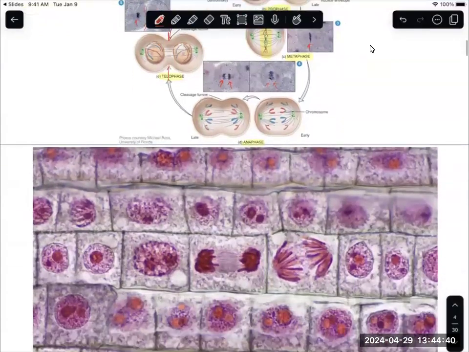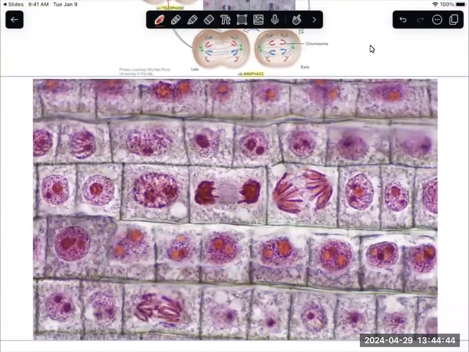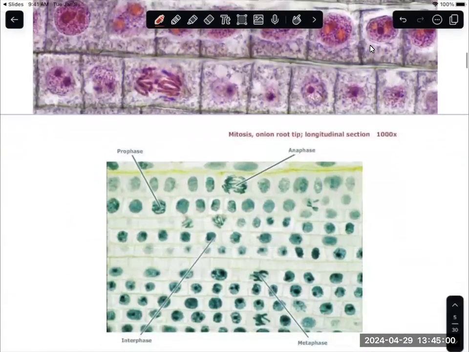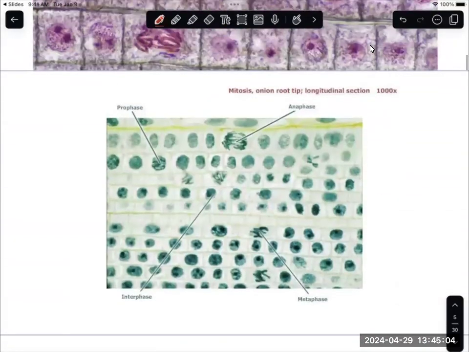So let's look at some of these, because these are pictures that are going to show up on your first lab practical, and you're going to need to be able to tell me what phase of replication these cells are at. Let's look at ones that are labeled first, then we'll come back up to this group.